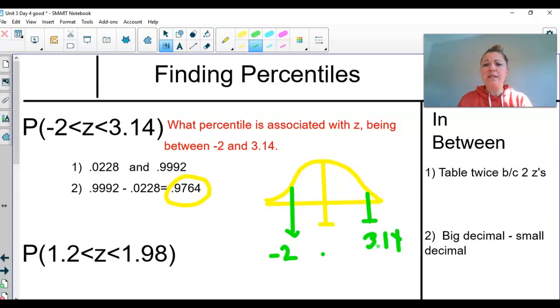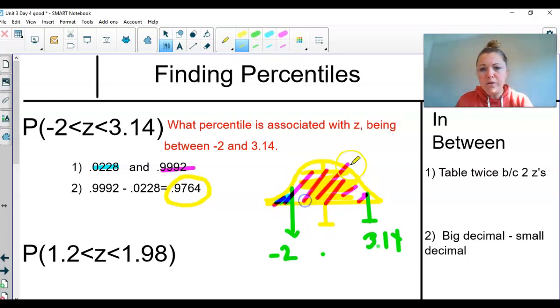Well, in that first step, what we did is this 0.0228 represents all of this area. This 0.9992 represents all of this area. We don't want this area here. We want in between, you guys. We want this area. So what we do is we take that pink value minus that blue value, take that out of there, and we're left with that yellow value right there. And that's the proportion of observations that are between -2 and 3.14.